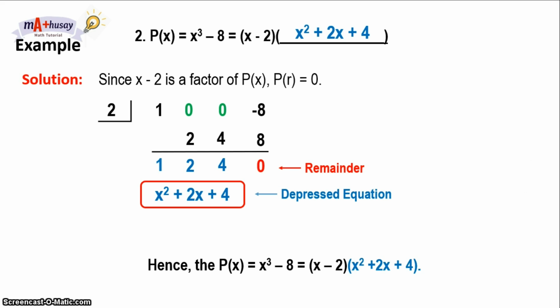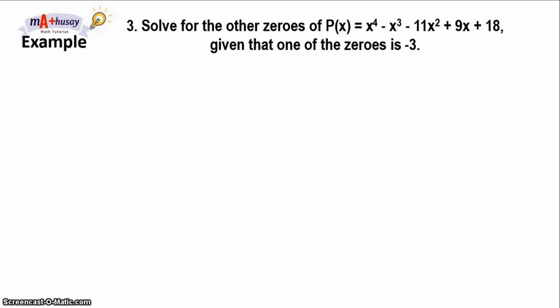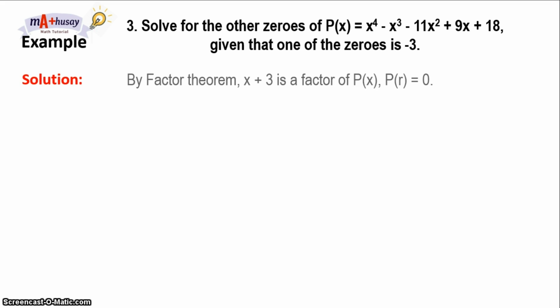Let's have another example. Example number 3. Solve for the other zeros of P of x equals x to the 4th power minus x cubed minus 11x squared plus 9x plus 18, given that one of the zeros is negative 3. Since the given is a zero of P of x, it means that x equals negative 3. So, one of its factors is x plus 3.